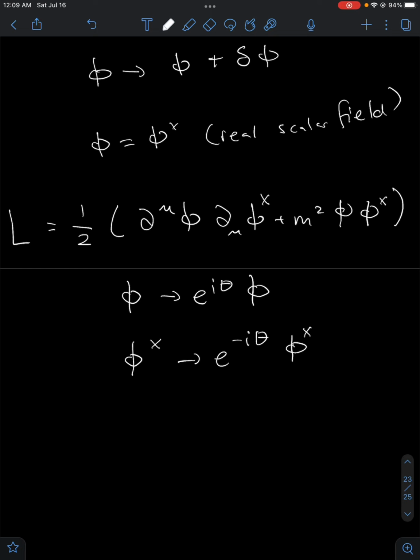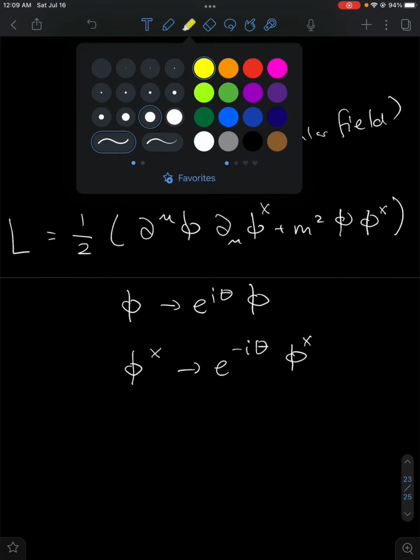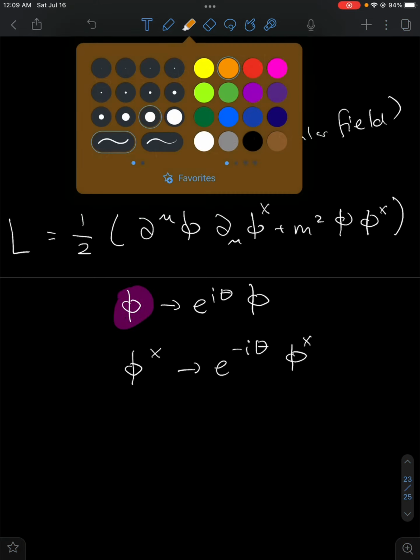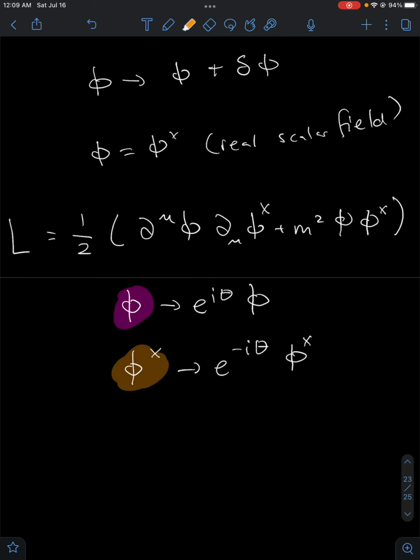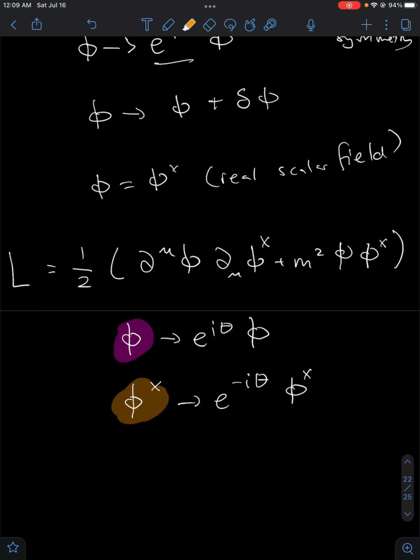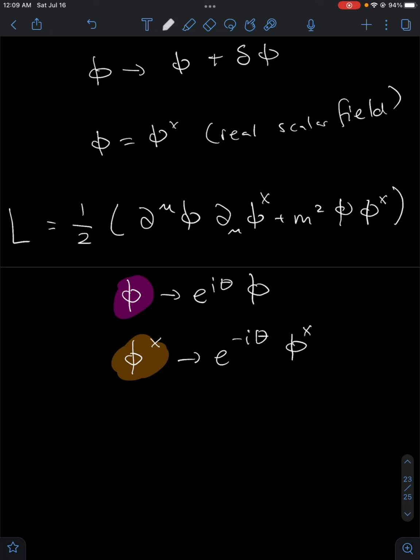And it's e to the minus i theta, since when we complex conjugate a complex number, we put a minus sign in front of the imaginary part. So for a complex scalar field, things get more interesting, since we now have two actors. We now have one complex scalar field, and we have the complex conjugate of that complex scalar field. And we now kind of have two transformations that we're dealing with. And this means that we'll have another conserved quantity.